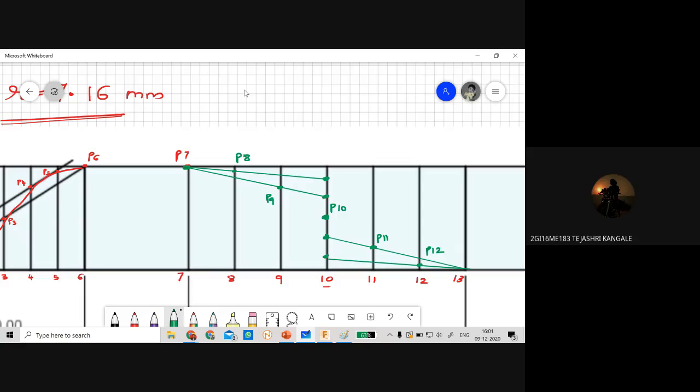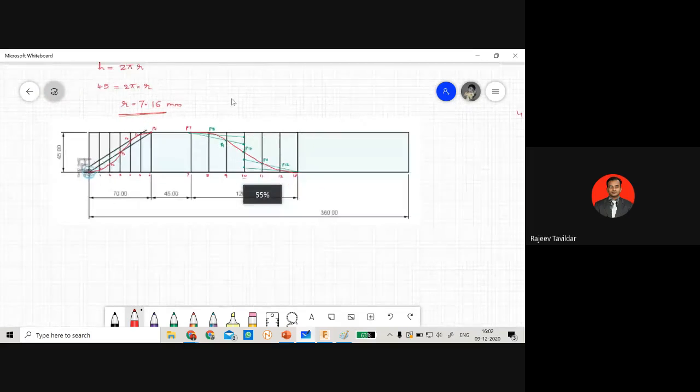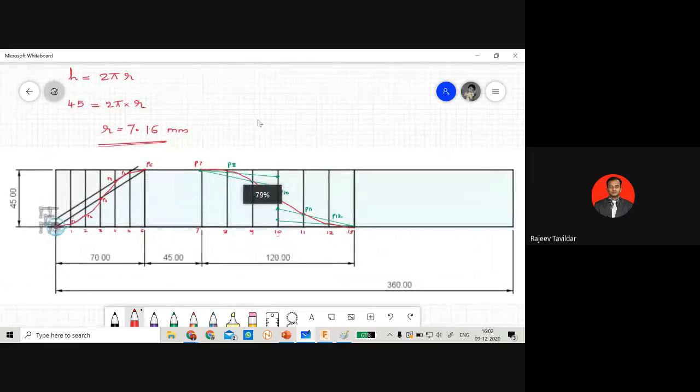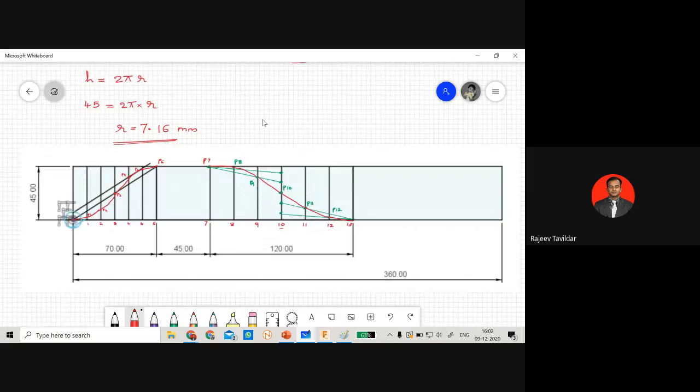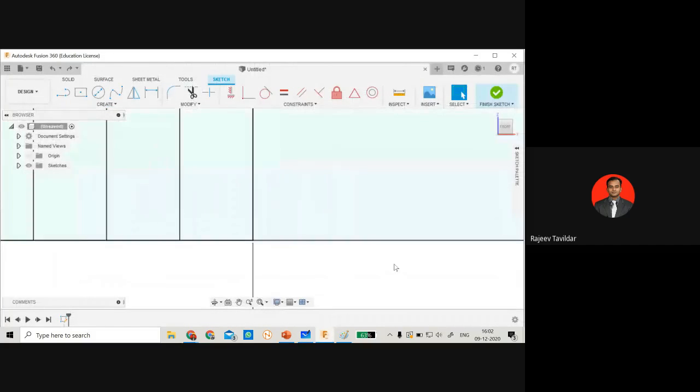Yes, sir. So we have to just again join them by a smooth curve. So starting from P7 to P8, then P9, P10, P11, P12, and then P13. Okay, this has to be a smooth curve. So this is how your displacement diagram is going to look. Okay. So this completes 50% of the problem. Now let us go to the cam profile construction.